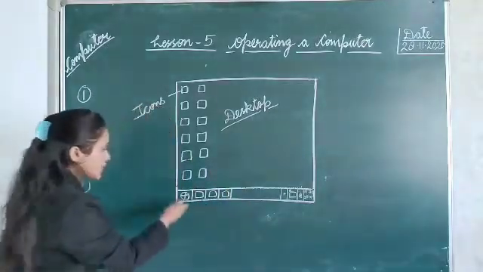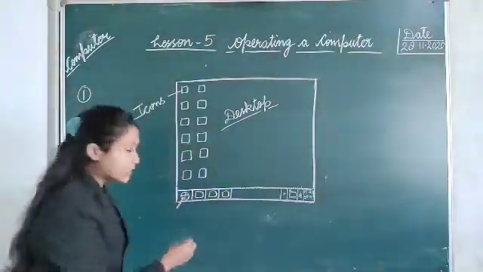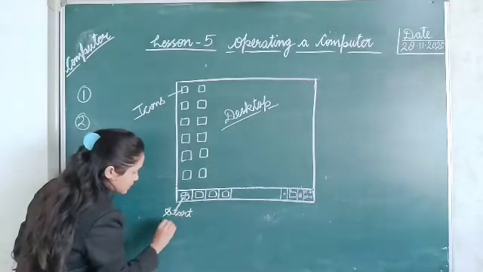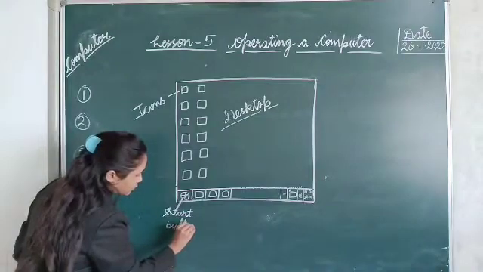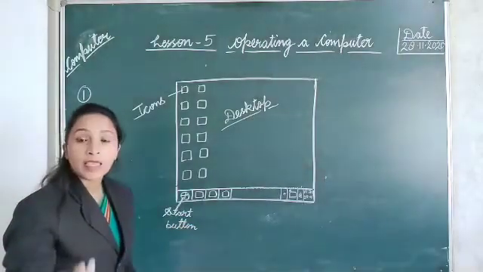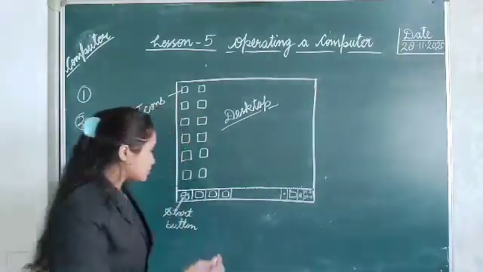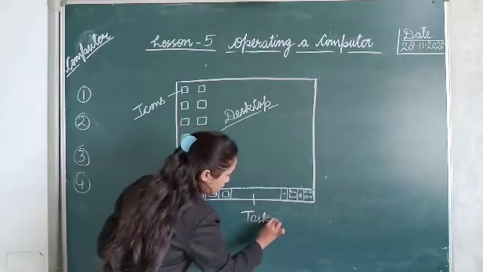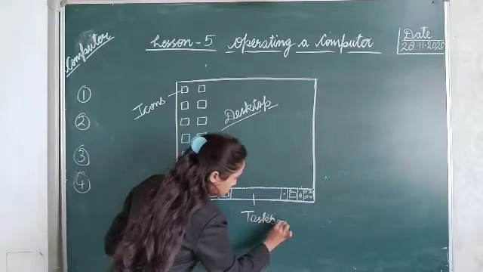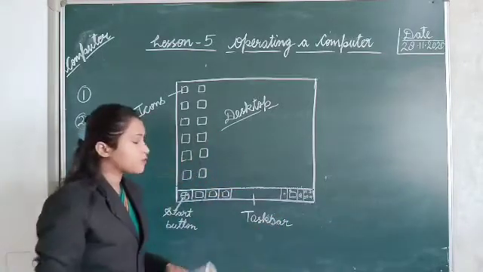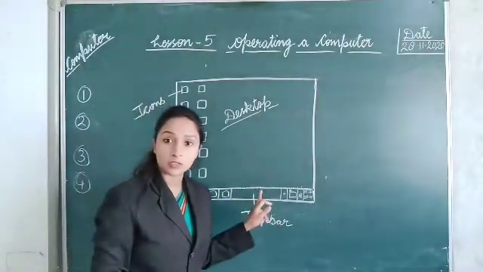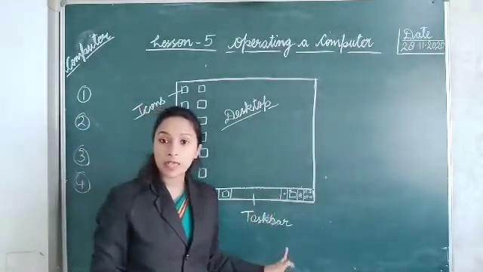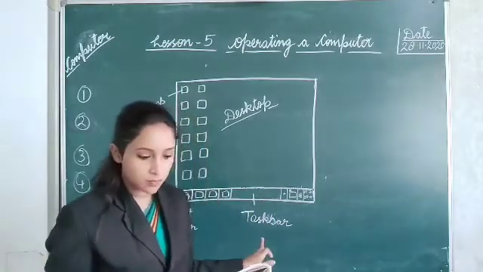Clear? Here at the extreme left side at the bottom there is the start button. Using this button we can open any program. At the bottom of the desktop, there is one thin bar. It is known as the taskbar.